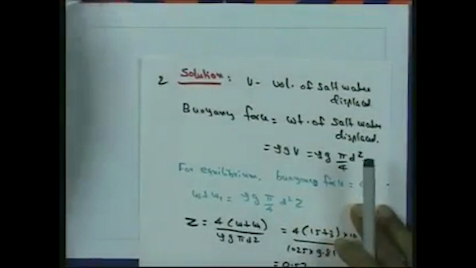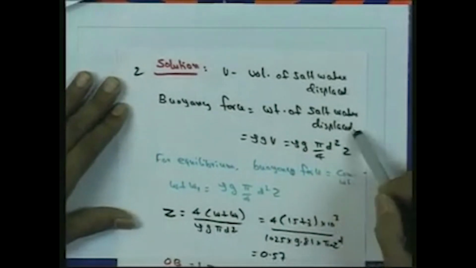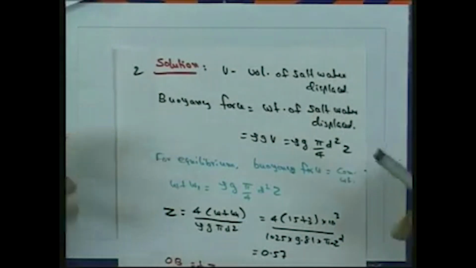With respect to this problem statement, now the solution. Let V be the volume of the salt water displaced. Since we are placing a buoy and an extra load, some liquid will be displaced. Then we can find the buoyancy force, which is equal to the weight of the salt water displaced. As we have seen earlier, the buoyancy is the weight of the liquid displaced, since the buoy is placed on sea.